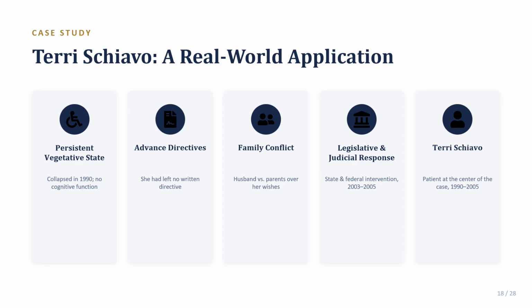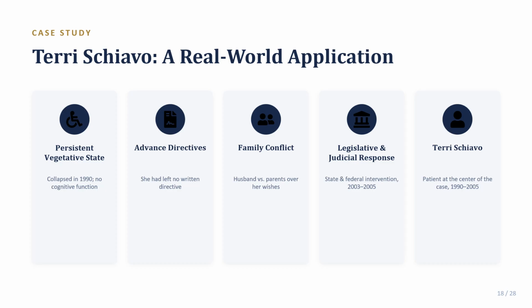All right, so now we're going to apply the Cruzan framework to a real world case. Some of you may remember this, and it's probably the most publicly followed right to die controversy in American history. But let's walk through the elements as we do this. We're going to talk about Terri Schiavo. So we have the persistent vegetative state. Terri collapsed in 1990 and suffered a cardiac arrest that caused severe brain damage and left her without cognitive function for many years to come.